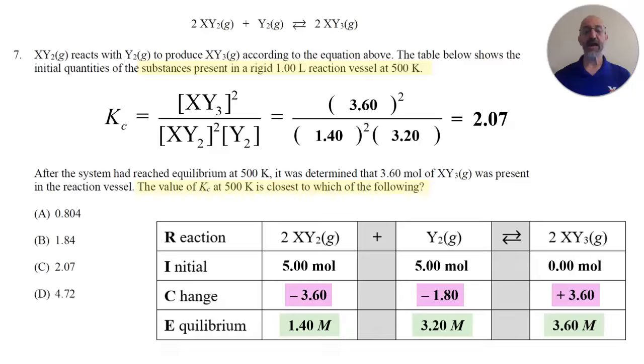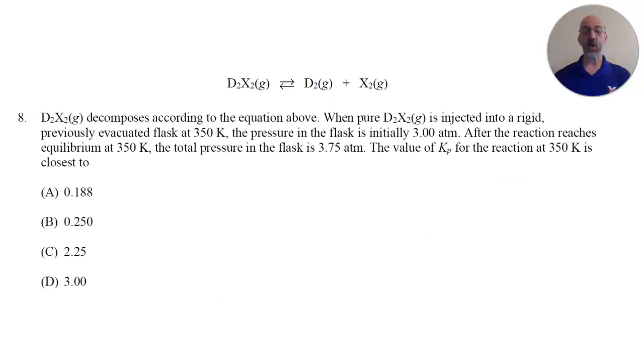So I did create a RICE table to help me answer question 7, and the correct answer to question 7 is choice C. The value of Kc at 500 Kelvin is equal to 2.07. All right, now let's take a look at question 8.